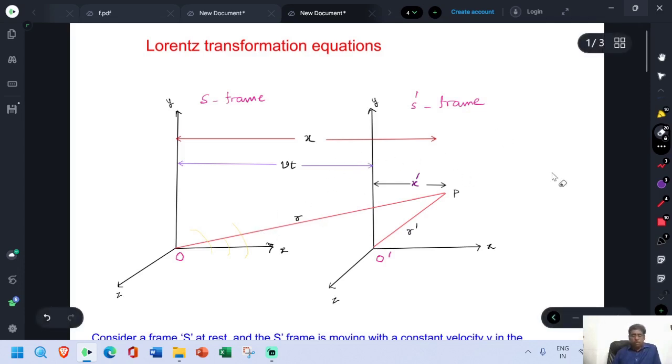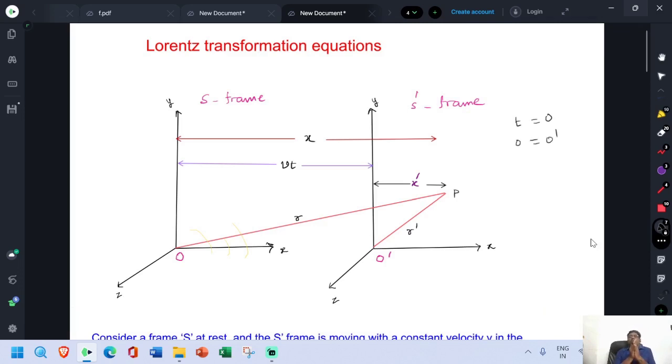At t equal to 0, both the observers as well as the frames coincide with each other. At t equal to 0, O equals O dash. At t equal to 0, both the frames coincide with each other.